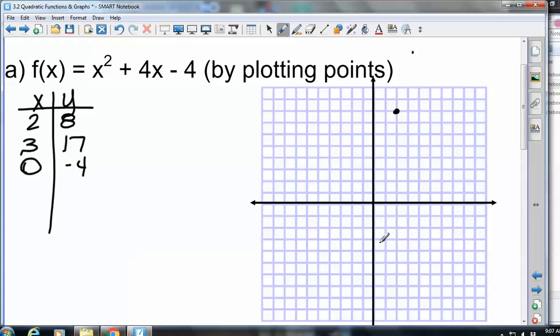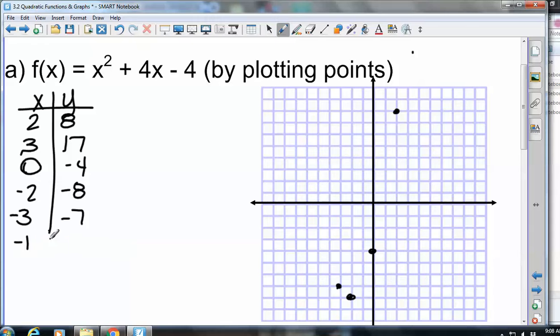So I heard a 0. If you put in 0, 0 plus 0 minus 4 is negative 4. Negative 2. So negative 2 squared would be 4 plus negative 8 minus 4. So I get negative 8. Do I have a parabola yet? No. Okay, so which way do I need to go? Do I need numbers bigger or smaller? Let's try negative 3. Negative 3 squared would be 9 minus 12 minus 4. So negative 3, negative 7. Do I have it now?